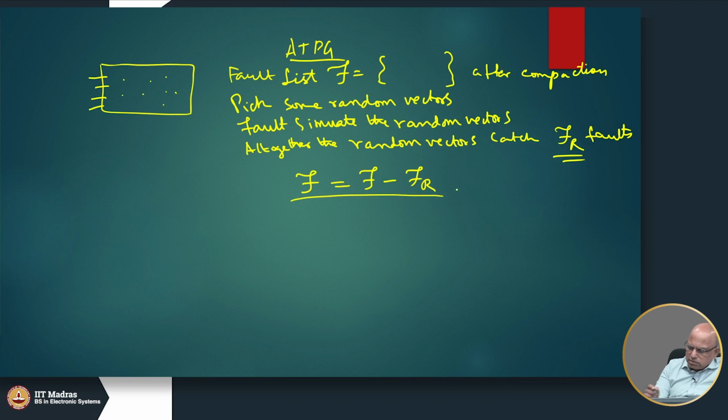And by experience, people have realized that random vectors tend to catch quite a few faults. So, if you take some 20 or 30 or whatever number of random tests, these random tests can eliminate quite a lot of faults. This R may be quite large.